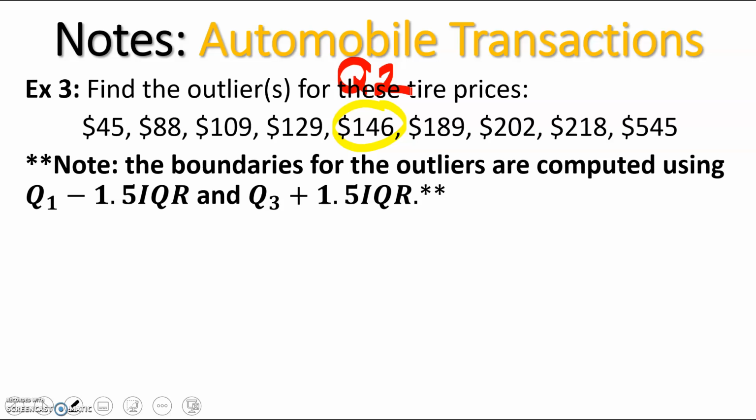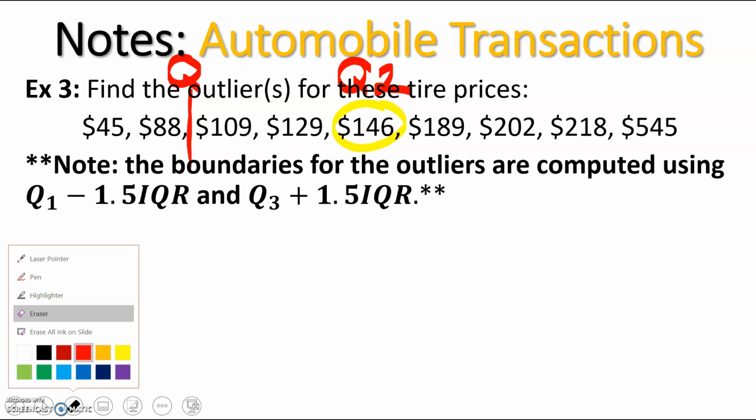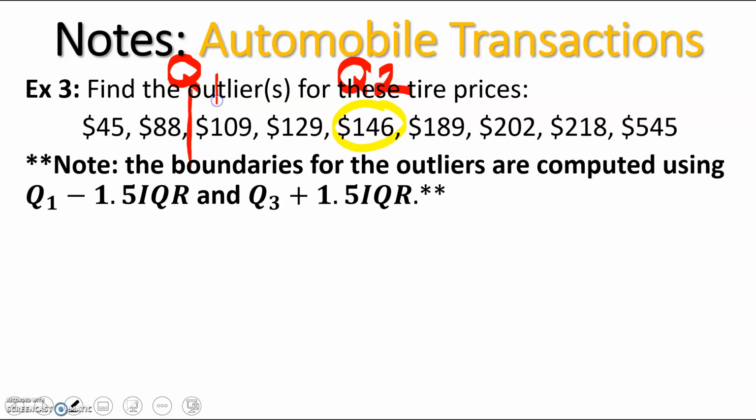And I'm going to find the center. So I see four numbers on the left, so halfway is going to be right here between that $88 tire and that $109 tire. So I know that my Q1 is going to be located right here. Okay, so there's my Q1, and then I know my Q3, my third quartile, is going to be between that 202 and 218.